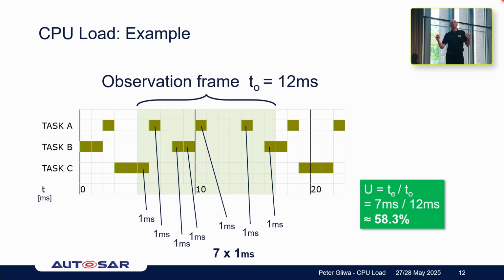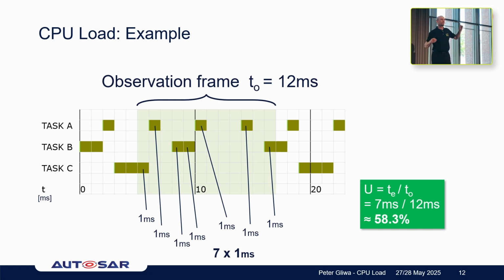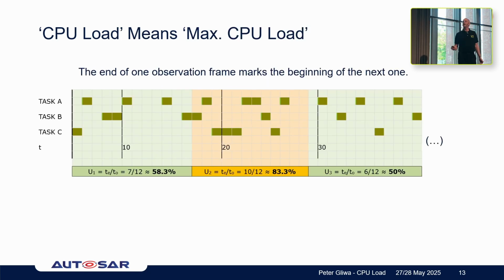The next step is also very obvious. We're not just going to have one observation window and then run away and report that number. No, we're going to have subsequent observation frames. And that's shown on this slide here. So here you see the previous observation frame we had on the previous slide. And then the next one here, obviously some additional functionality kicked in, execution times went up, and so did the CPU load. And here everything's super relaxed down to 50%.